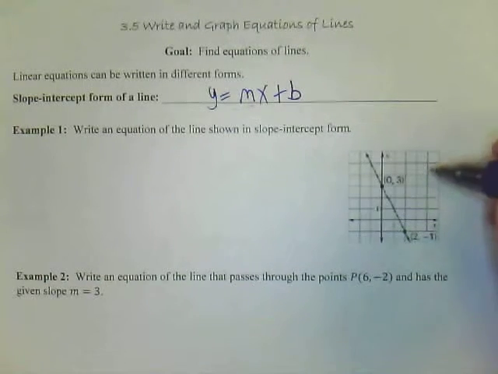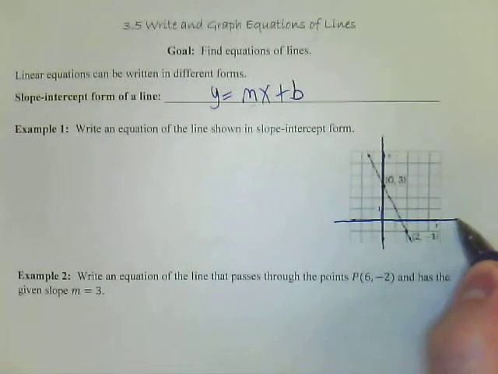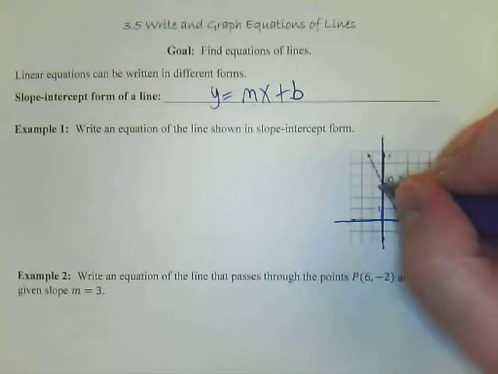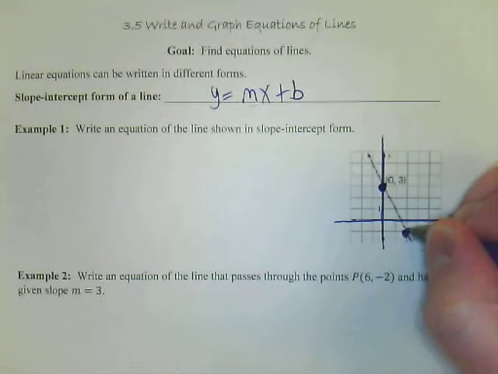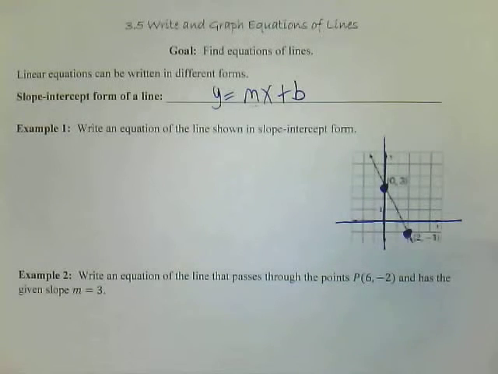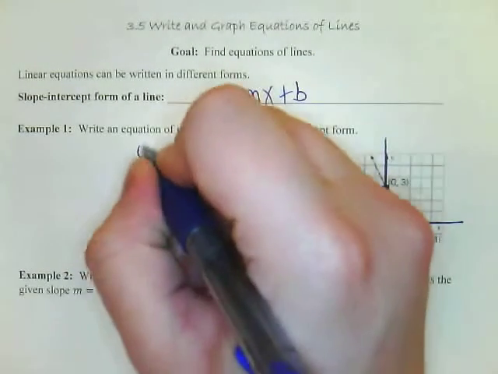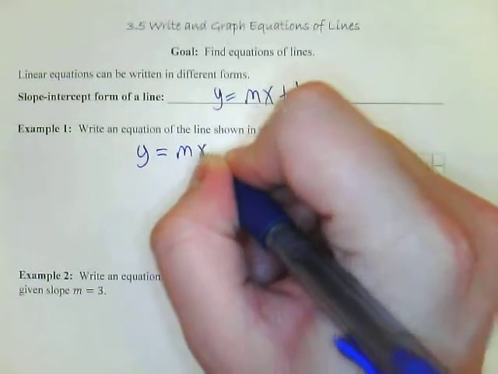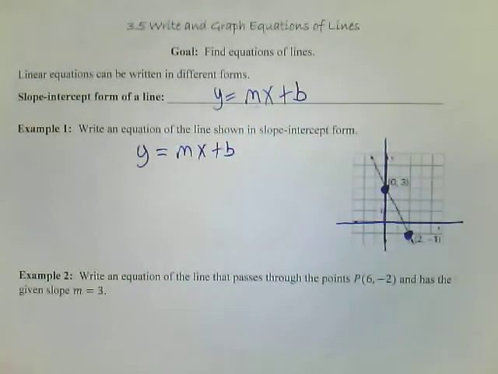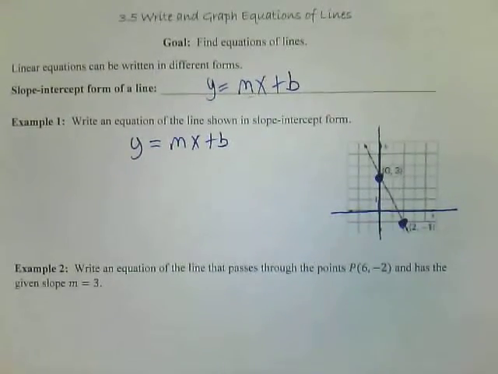So on this graph right here, maybe a bit hard to see, the y-axis is right here, and the x-axis is right here. And we're given 2 points on this line. One of those points happens to be the y-intercept, and the other point is nothing special, just another point on the line. So we're told to write an equation of this line in slope-intercept form. Well, this is actually fairly straightforward. All we have to do here is plug things into the general form of the equation. So we know that y equals mx plus b, and that m is the slope and b is the y-intercept.